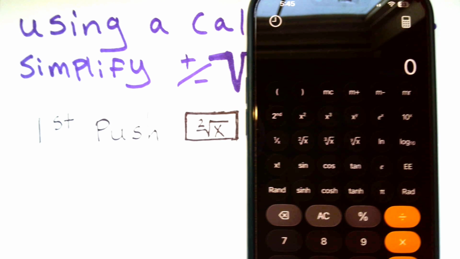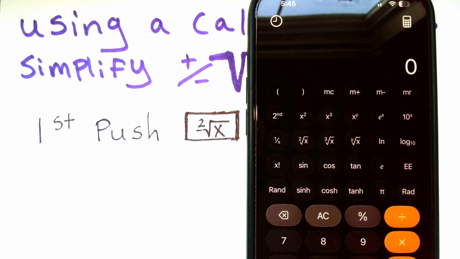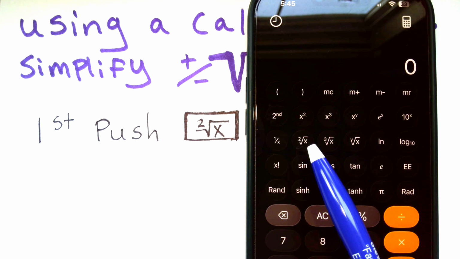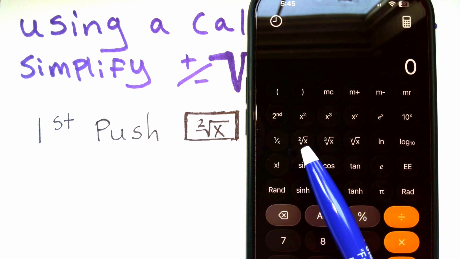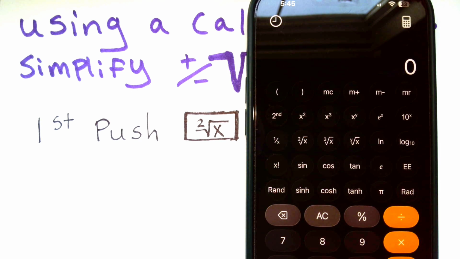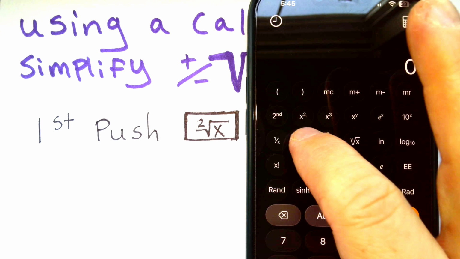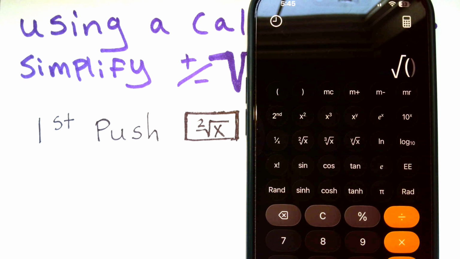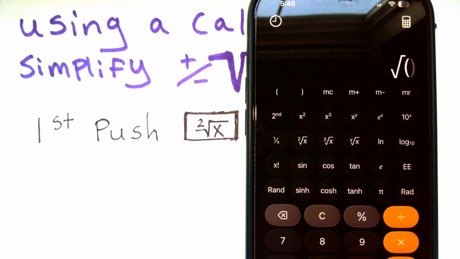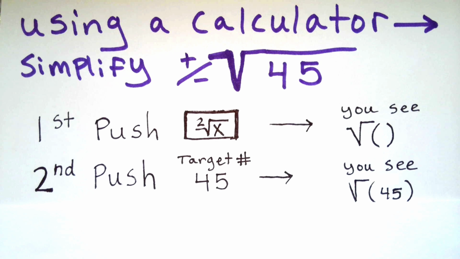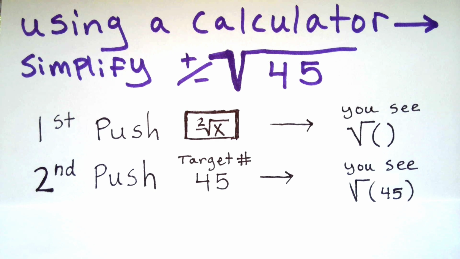All right, so I'm showing you the function here. You can see we have that value right here, the square root, the x inside the square root, and it's showing you that it's a square root. That's the very first button you're going to push. You push that button, and now you can see again that square root with parentheses.